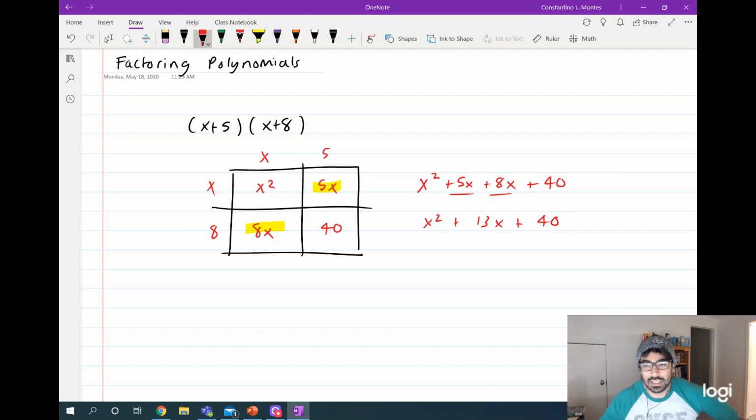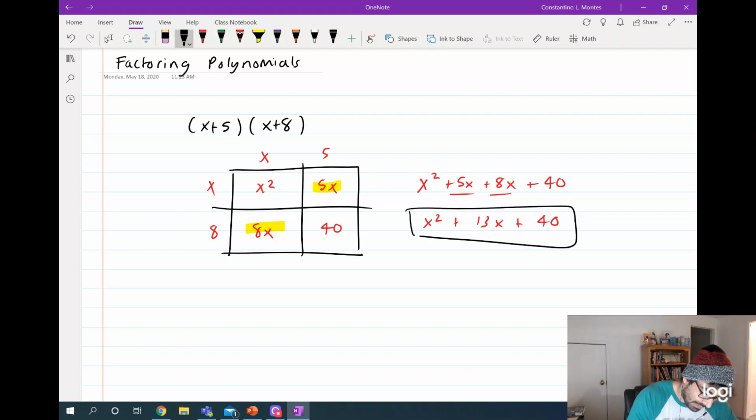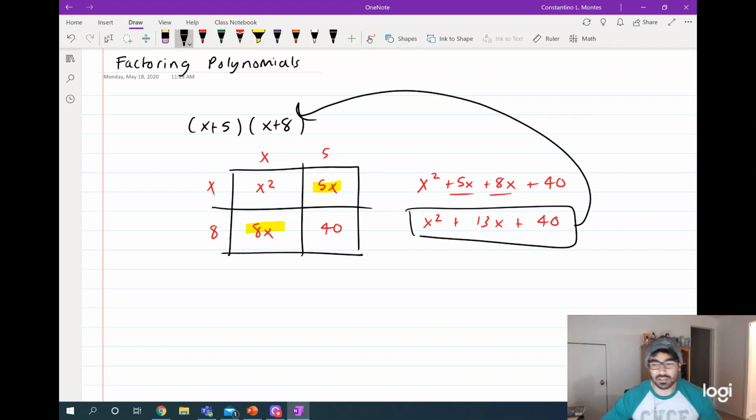And I want you to notice something here, right? Take a look at 5 and 8. Notice that 5 and 8 come from here. And 5 times 8 gave us 40, but when I added 5 and 8, it gave us 13. So let's say I was trying to take this thing and reverse engineer this thing.